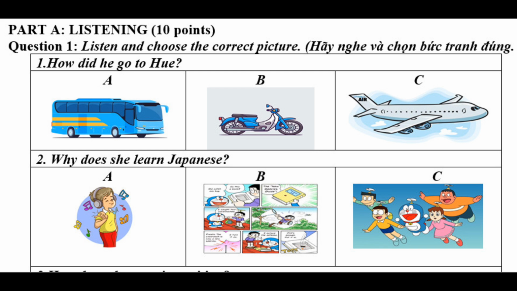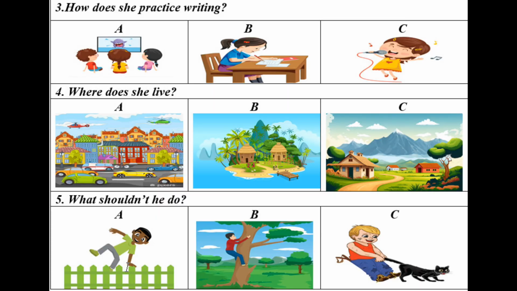Number 2. How do you learn Japanese? I watch Japanese cartoons like Doraemon and Shin. Number 3. How do you learn English? I practice English every day. Do you have any foreign friends? Yes, of course. I write letters to her every weekend. Sometimes we talk online in English.